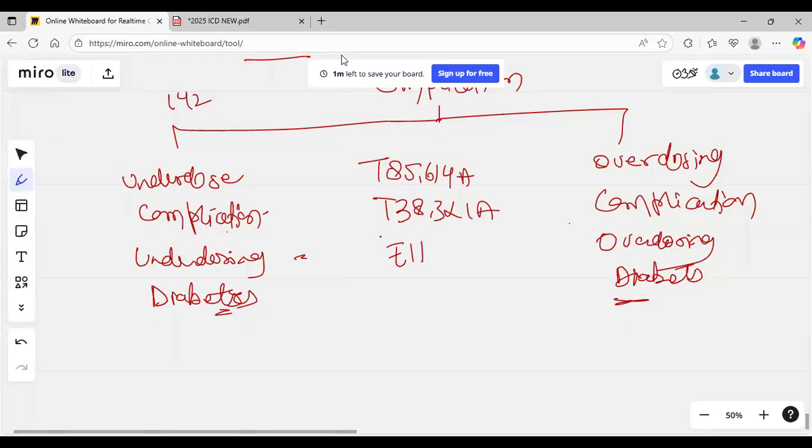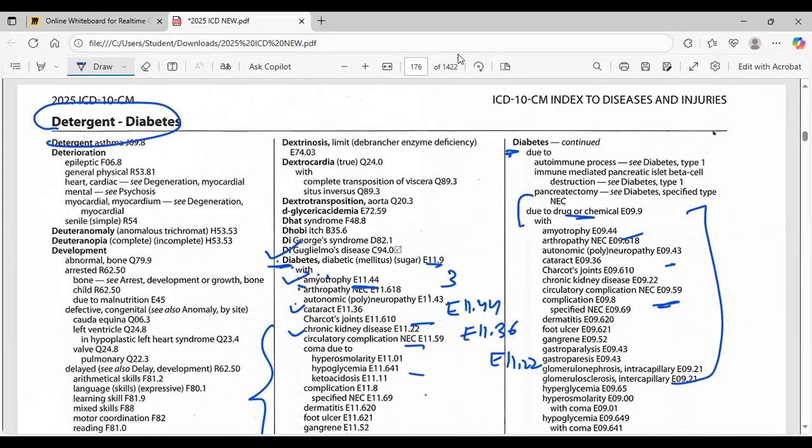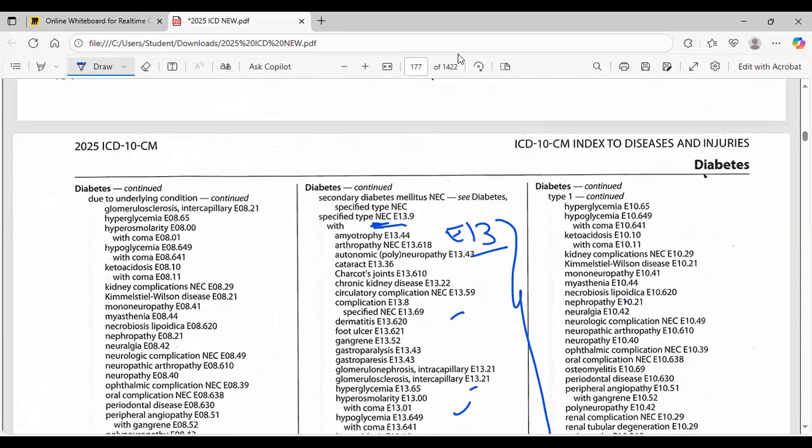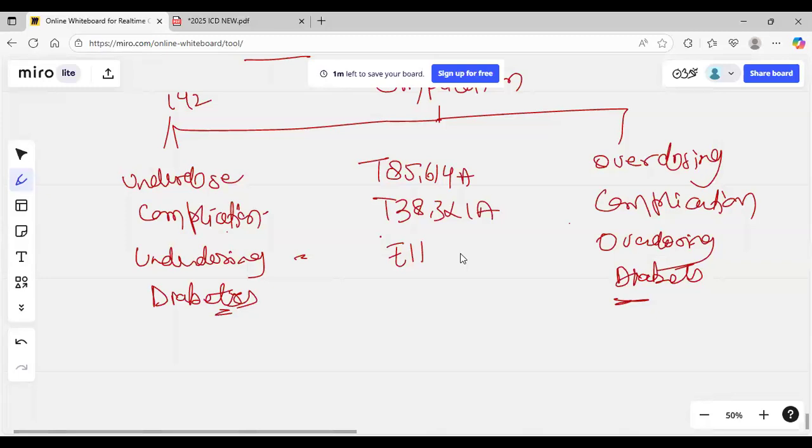So the patient has diabetes due to the hypoglycemia. For diabetes, we have to refer to the diabetes in the index. It was mentioned that the patient has type 1 diabetes. So in the index, we will refer to type 1 followed by hypoglycemia, or we can see the comma also. So comma due to the hypoglycemia. So our code should be E10.641. So for this question, we have to use these three codes.